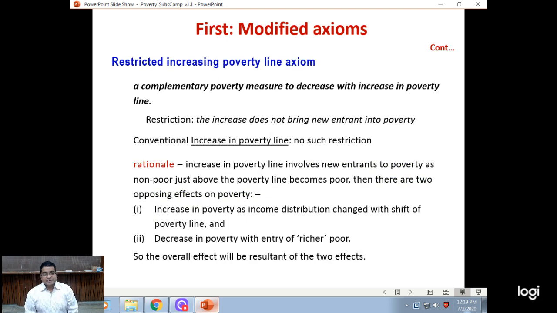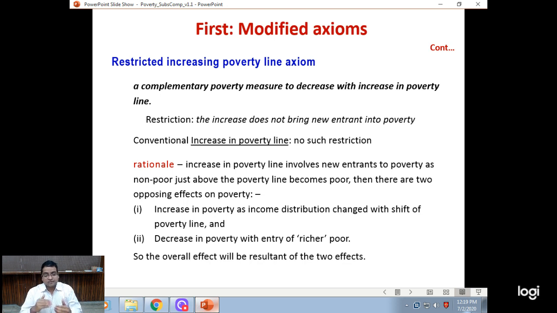And the last one in this set is the conventional axiom, increase in poverty line, which for the complementary poverty measure would be restricted increase in poverty line. The increase in poverty line axiom is again very straightforward. It basically says if the poverty line increases, obviously the poverty value would increase. But here the axiom is valid, the poverty line increases, the poverty value should increase, but we are also putting a restriction that with the increase of poverty line, there is no new entrant who is becoming from non-poor to poor. I mean, there is no new entry into poverty because of this increase of poverty line.